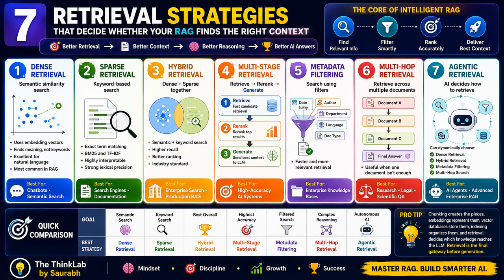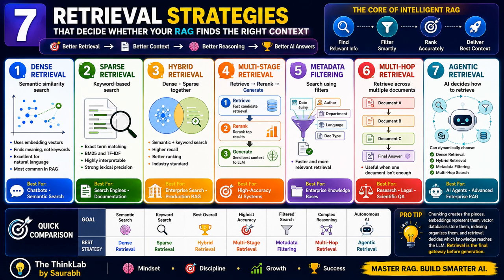Remember, this is a very simple pipeline. The user asks a question, the retrieval searches the knowledge base, and relevant documents are found, right? Those documents are sent to the LLM, and the LLM generates the answer. So the quality of retrieval directly affects the quality of the final response. Let's explore the 7 retrieval strategies.